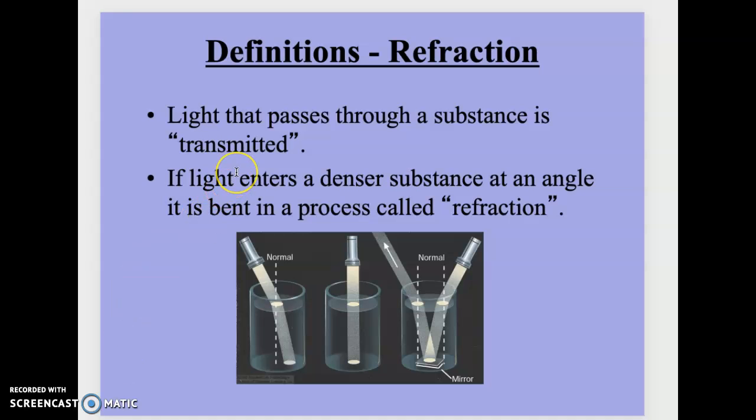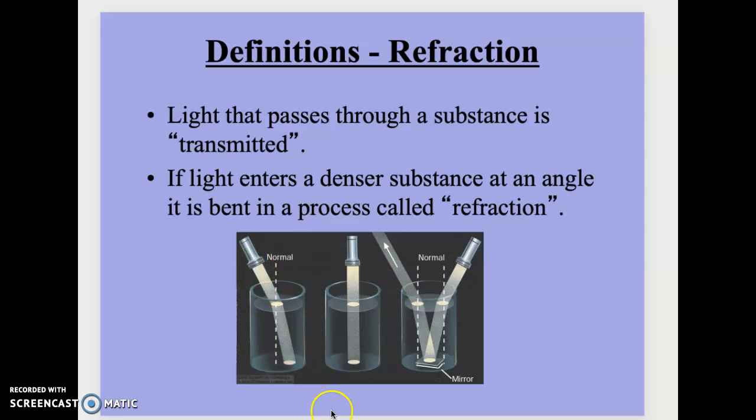As it passes through a substance, if there is a change in density, so in this example, you have a flashlight shining into a cylinder of water. If it's coming at an angle, that angle will change and it will bend. Basically, as it's entering that denser substance, in this case water, it changes the angle as it's passing through. And you can see that in this example.